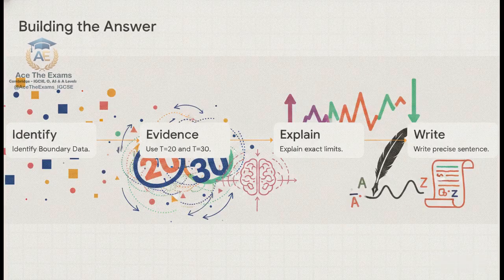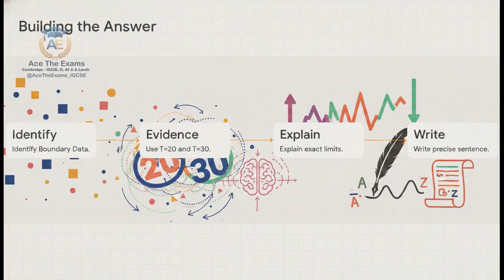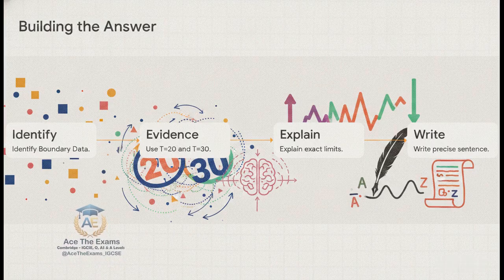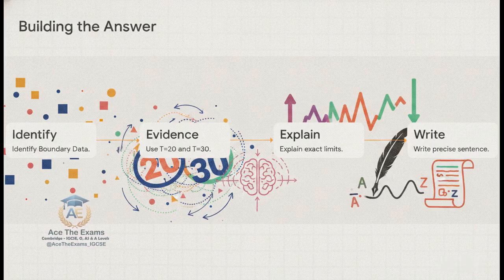So let's bring back our 4-step framework and fix it. Step 1, concept. We identify that we are explaining boundary data. Step 2, evidence. We pull the scenario data directly. T equals 20 and T equals 30. Step 3, scientific reasoning. We explain that it tests the exact extreme limits of the logic. Step 4, examiner wording. We assemble these pieces into one precise, bulletproof sentence.